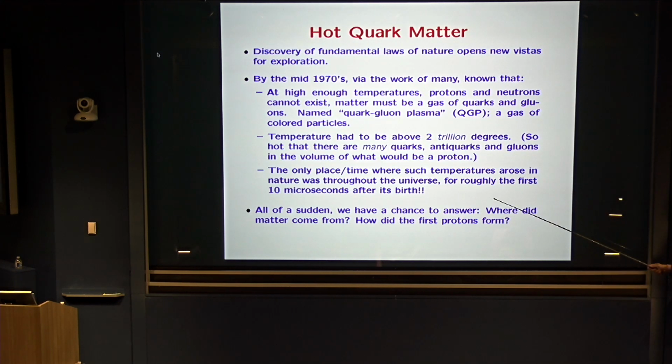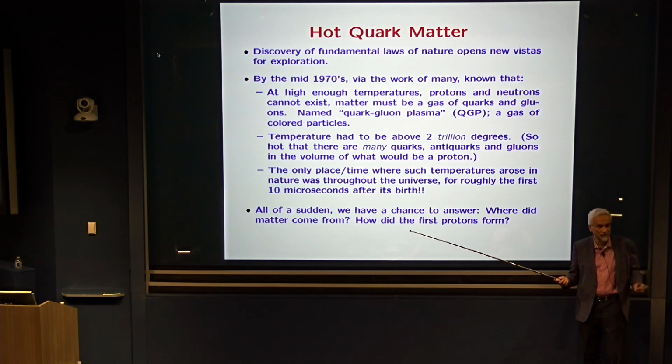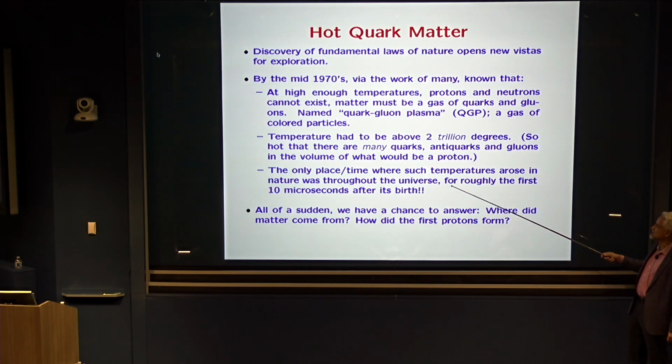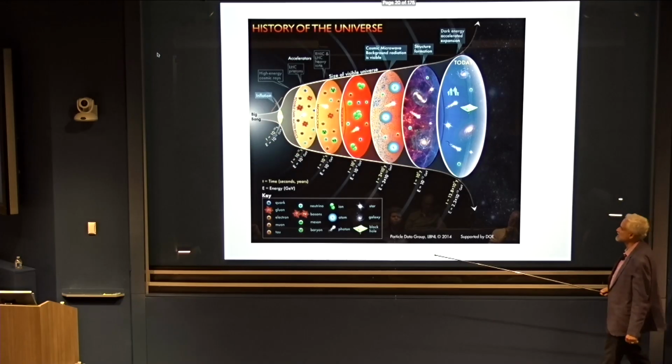And it was already understood in the 1970s that even if we don't know how to make it in the laboratory, the Big Bang did it for us. When the universe was less than 10 microseconds old, temperature was more than 2 trillion degrees. And so all of a sudden, we have a chance to answer the question, where did matter come from? How did the first protons form?